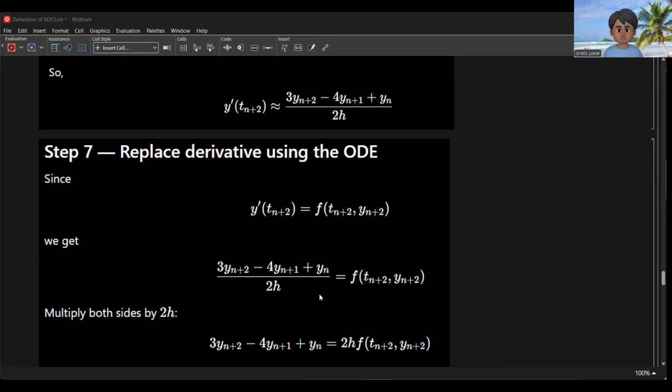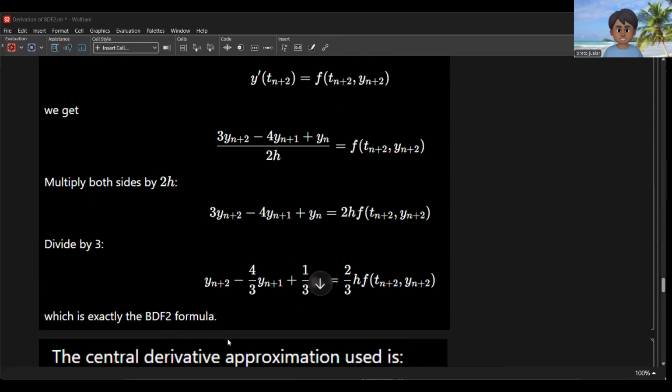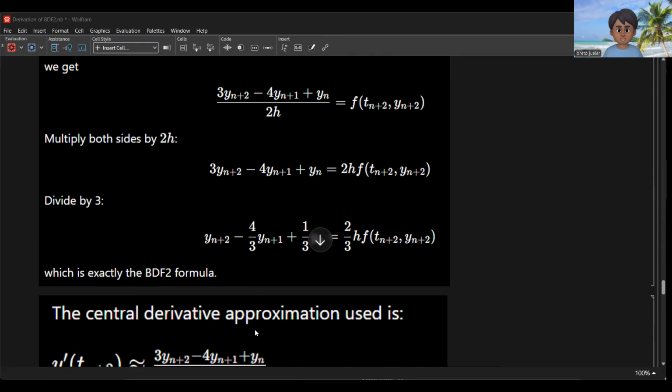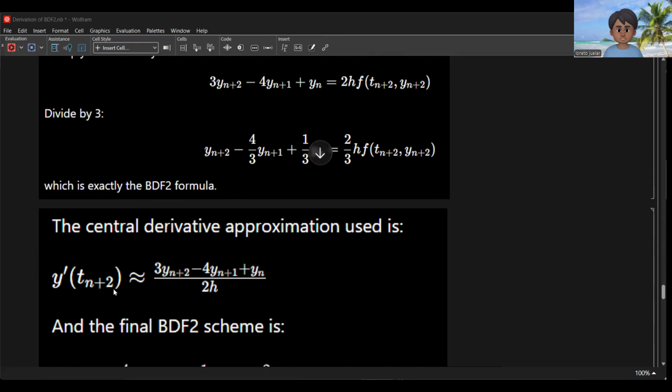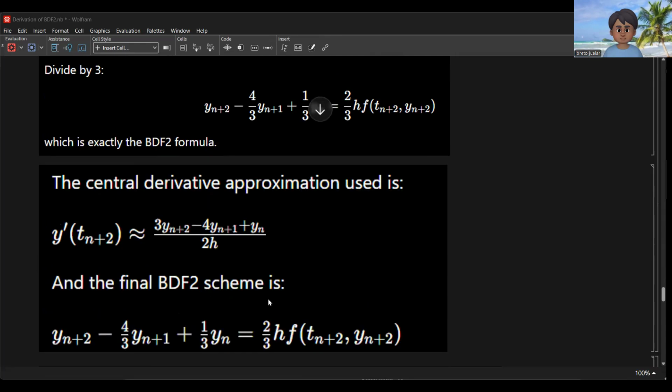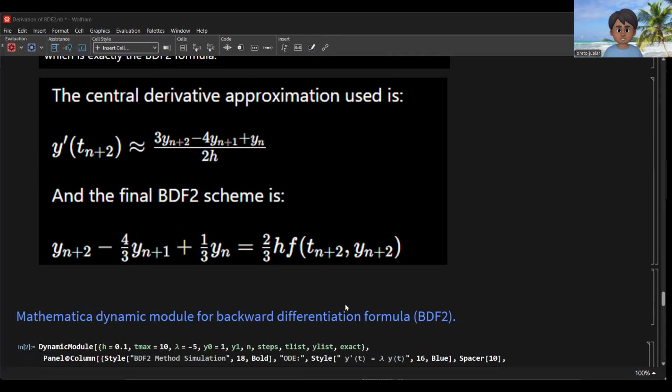So we have this. Now multiply both sides by 2h. By simplifying, then divide by 3. We have this one, which is exactly the BDF2 formula. So the central derivative approximation used is y prime of t sub n plus 2 is equal to 3y sub n plus 2 minus 4y sub n plus 1 plus y sub n over 2h. And the final BDF2 scheme is this one.